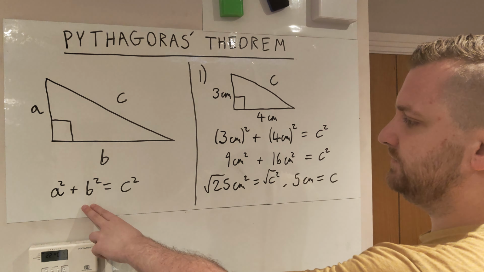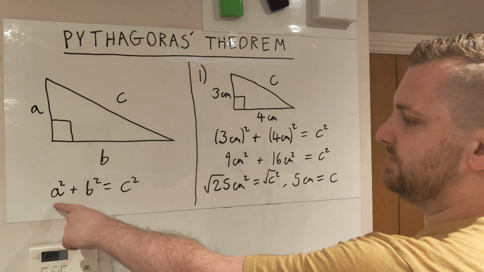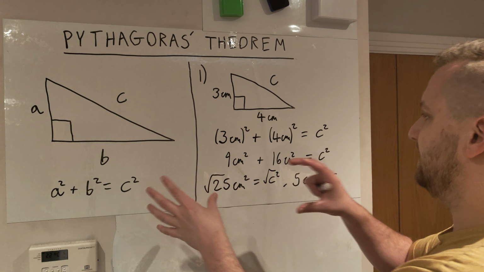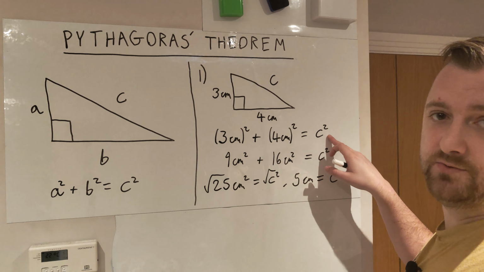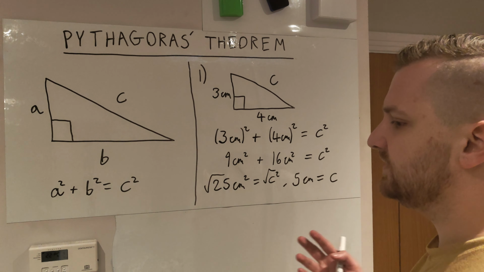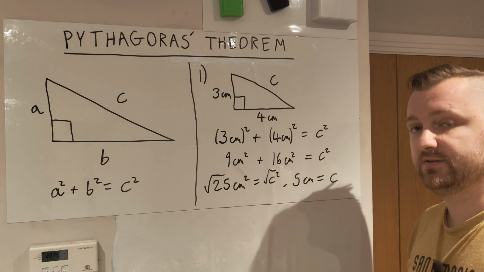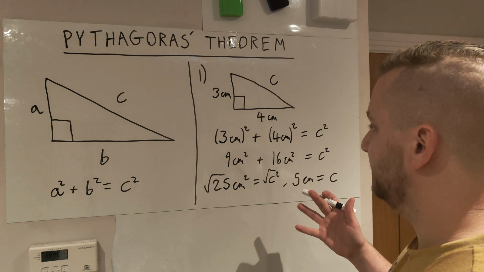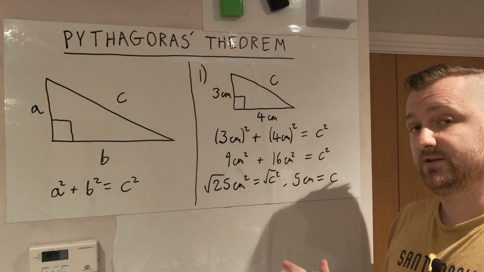And you can also, if you, for example, know a and c, you can use the formula to work out b. So you're not always going to have to work out c. Maybe you'll have to work out a or b instead. But as long as you've got two of the side lengths, you can rearrange the equation, square root it, and then it will give you the unknown length.